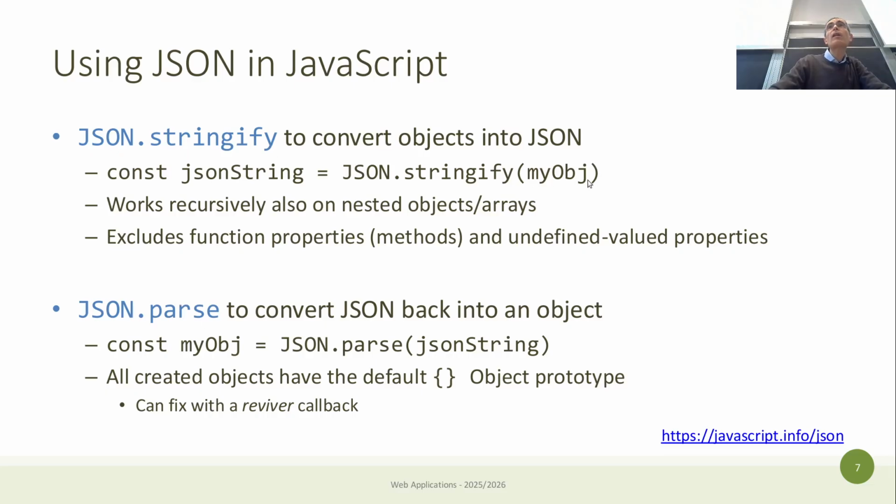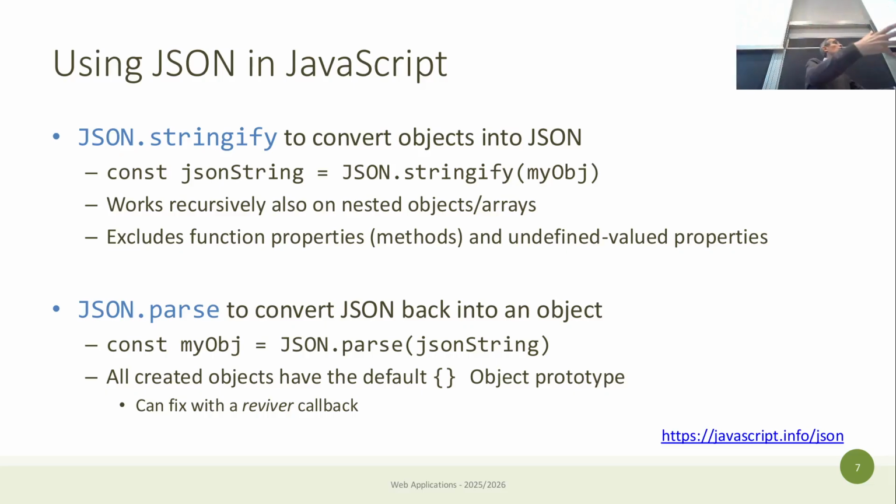Stringify takes anything in JavaScript and converts it to a string that is a JSON representation of what you passed, okay? And it works recursively, also nested objects and arrays. So if you have an object with arrays and so on, you just pass the reference to the object, and everything that is represented there, excluding functions and undefined, the rest is converted into JSON.